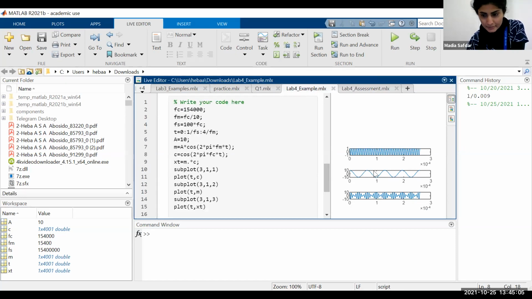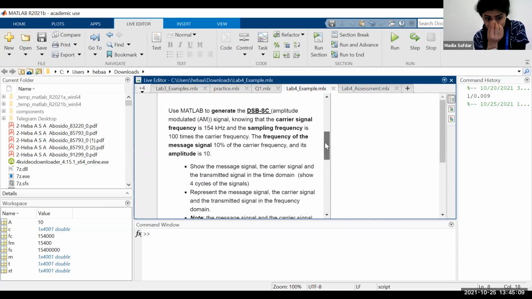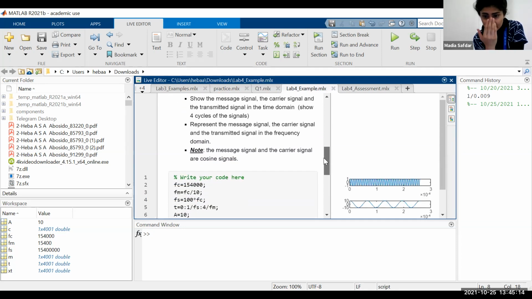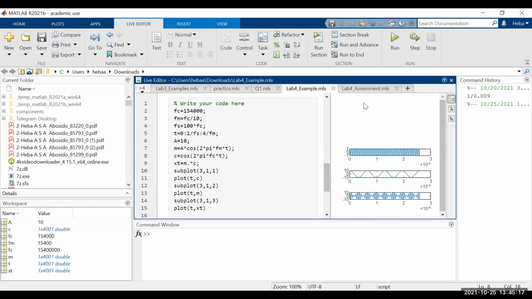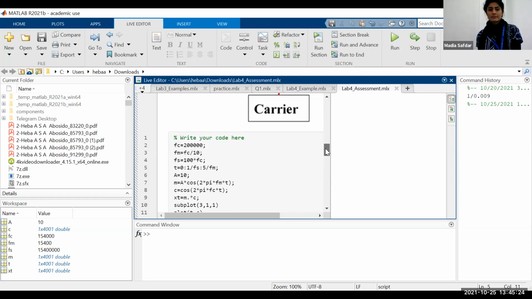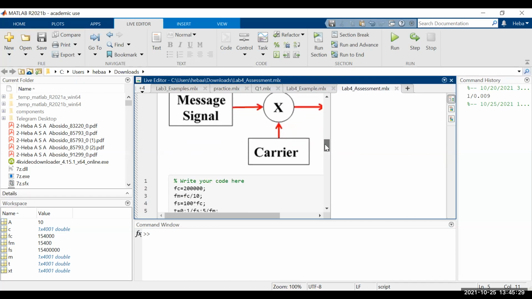Go up. So, yes, this is almost the same. This is the example. The assessment, I have a question here. The 8% of the carrier frequency. I put the FC 200. Then here I divided by 8 FC. It's 8%. The FM equals FC divided by 8.